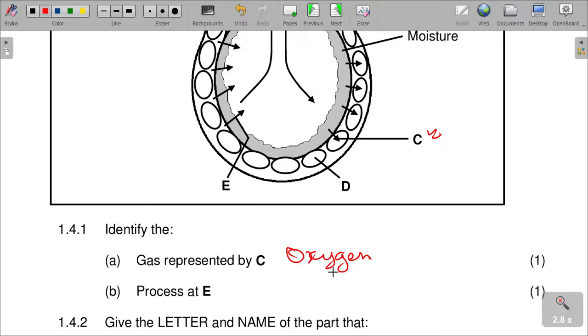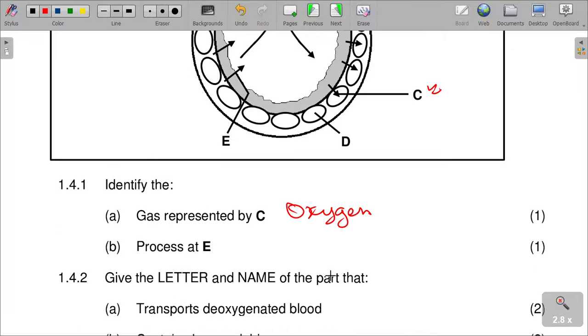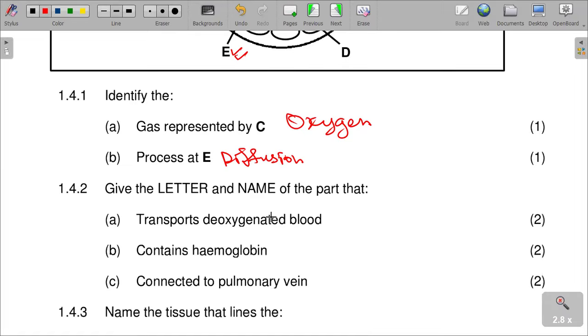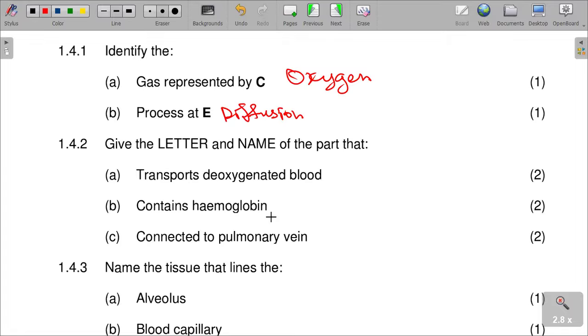Diffusion is the movement of gas molecules through a concentration gradient from higher to lower concentration. So E is representing what? Diffusion. It actually represents diffusion.